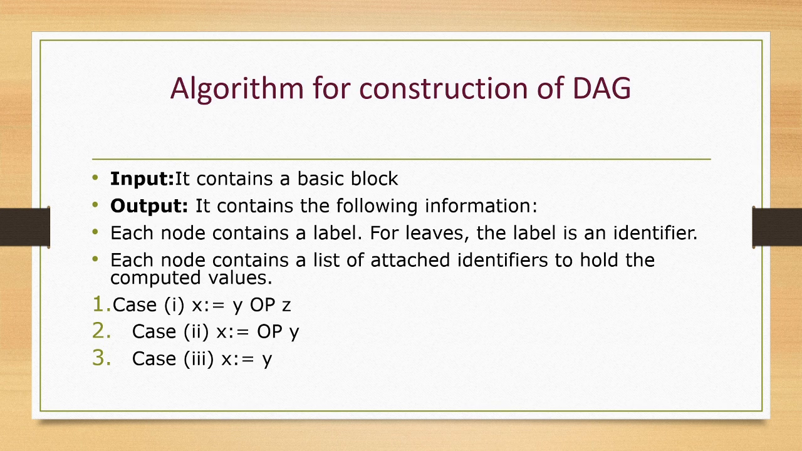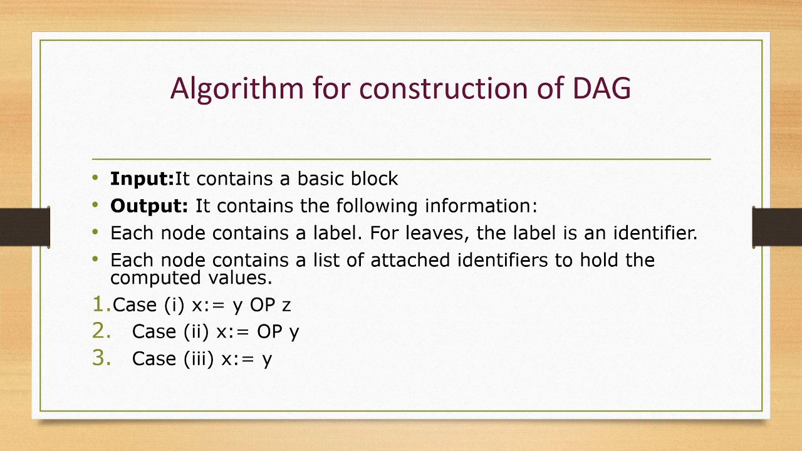Next we are going to discuss the algorithm for the construction of DAG. The input for this is the basic block. The output is the DAG that we are going to generate. Each node consists of a label. For leaves, the label is an identifier. Each node contains a list of attached identifiers to hold the computed values.